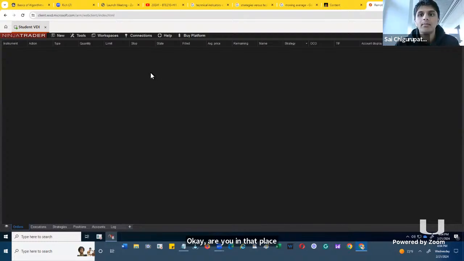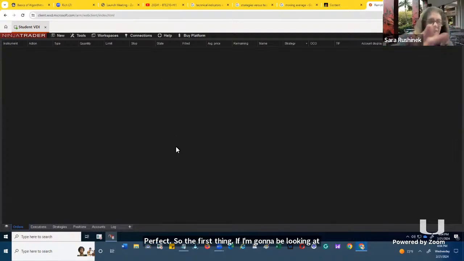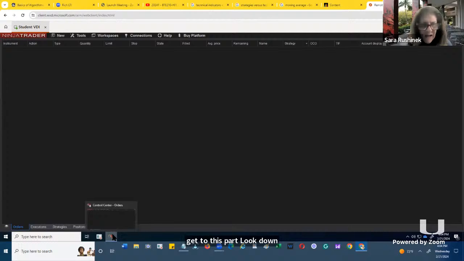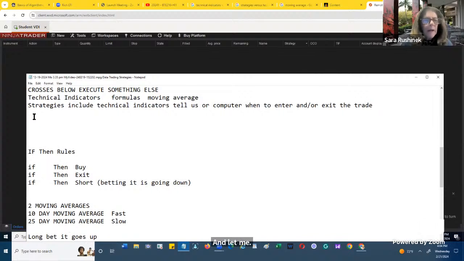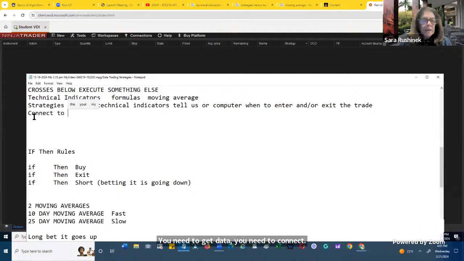I am. Perfect. So the first thing, once you get to this part, look down below and you'll see a little icon and it says Control Center Orders. This is NinjaTrader. It's a platform they use. And the first thing that you need to do is you need to get data. You need to connect to data.